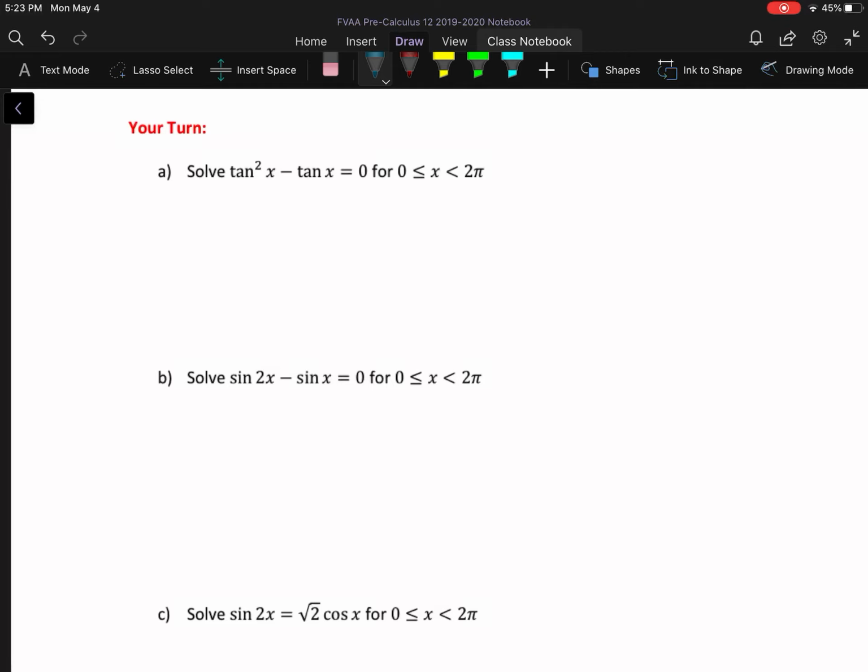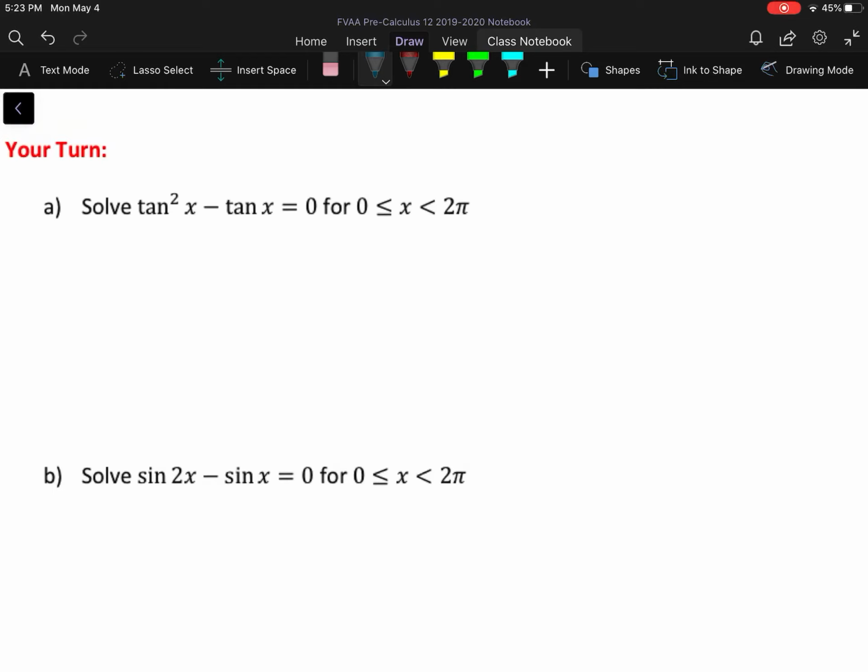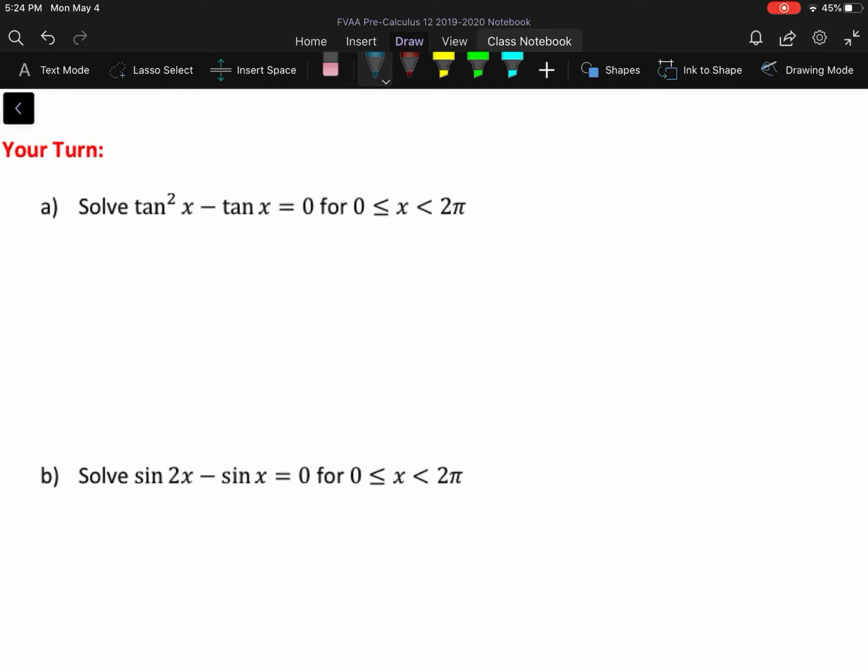All right, hopefully that went well for you. So let's get started. Okay, here we have tan. Okay, well, right away for tan, I'm going to change everything into sine and cos, right? So I'm going to get sine squared x.